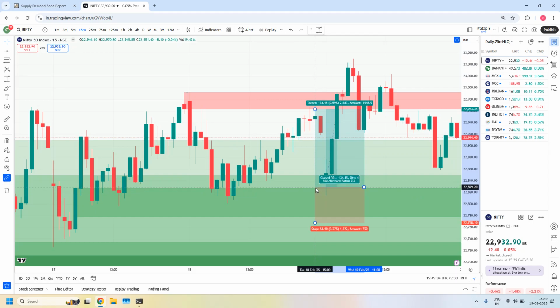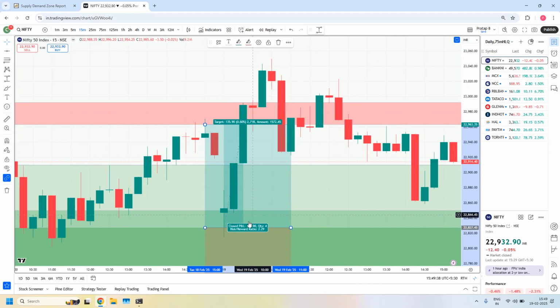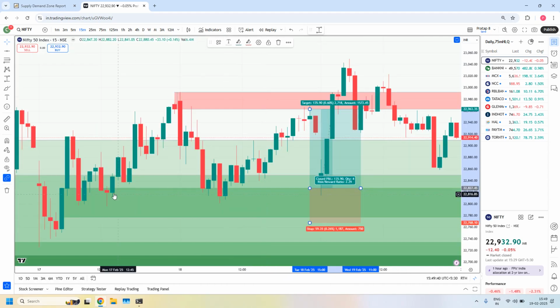See, what is the RR you have initially? 1:2.29 RR you have. This is the type 2 proximal of the 5 minute zone. So that's why I took a little inside, I fine-tuned the entry. See, instead of taking the entry here, I fine-tuned the entry up to here. See, up to here we are getting 1:3 RR.